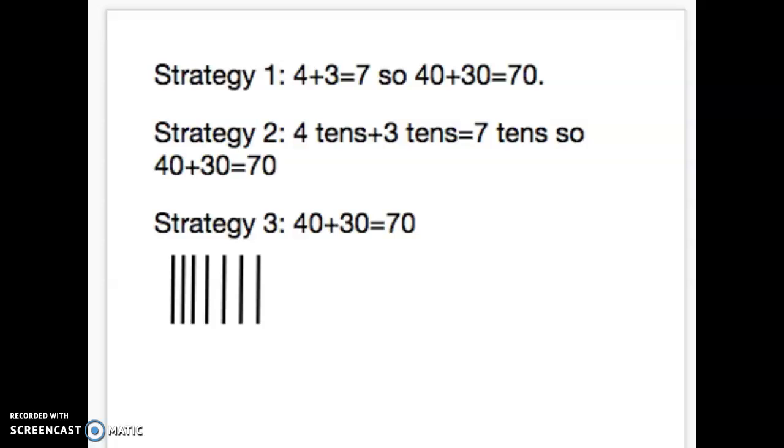Strategy 1. 4 plus 3 equals 7, so 40 plus 30 equals 70. Strategy 2 is 4 tens plus 3 tens equals 7 tens, so 40 plus 30 equals 70. And strategy 3 is just drawing your quick tens. 10, 20, 30, 40 plus 10, 20, 30. 40 plus 30 equals 70.